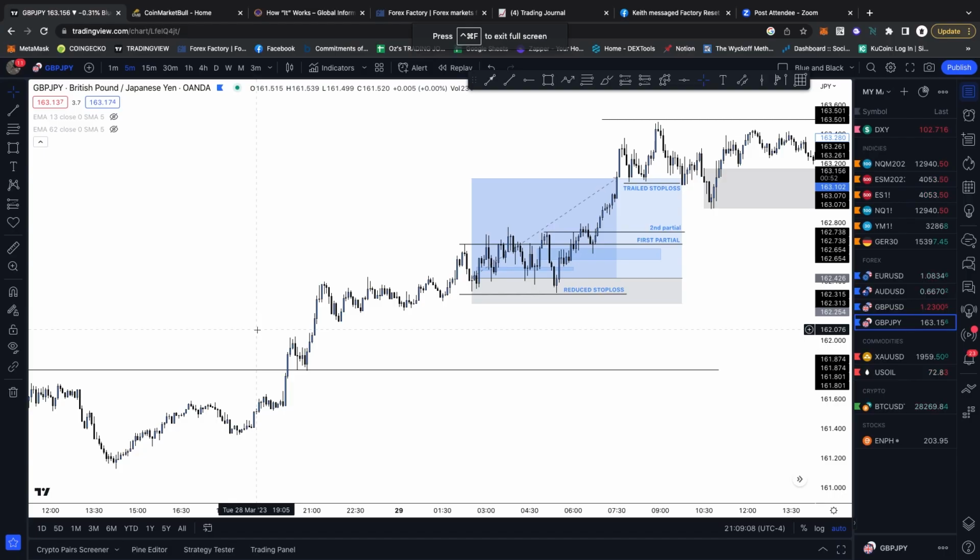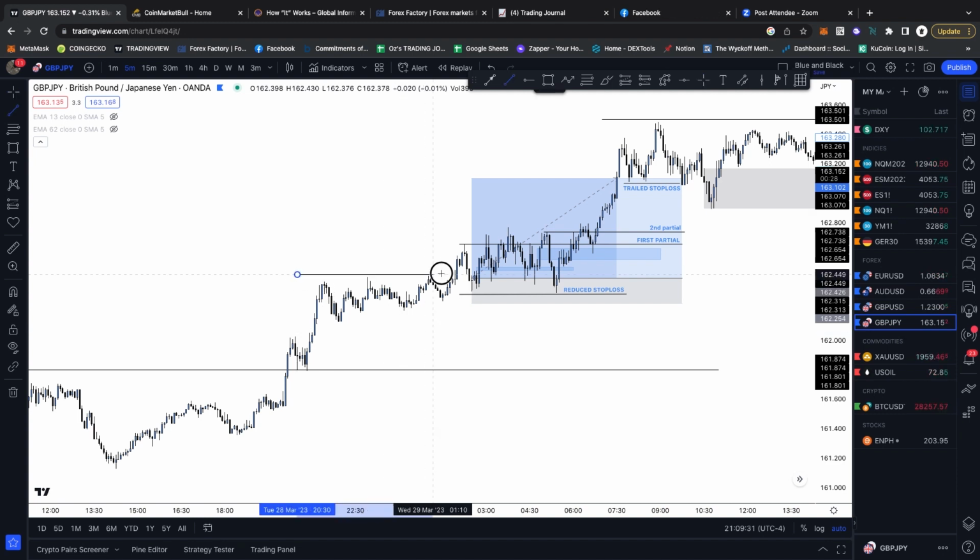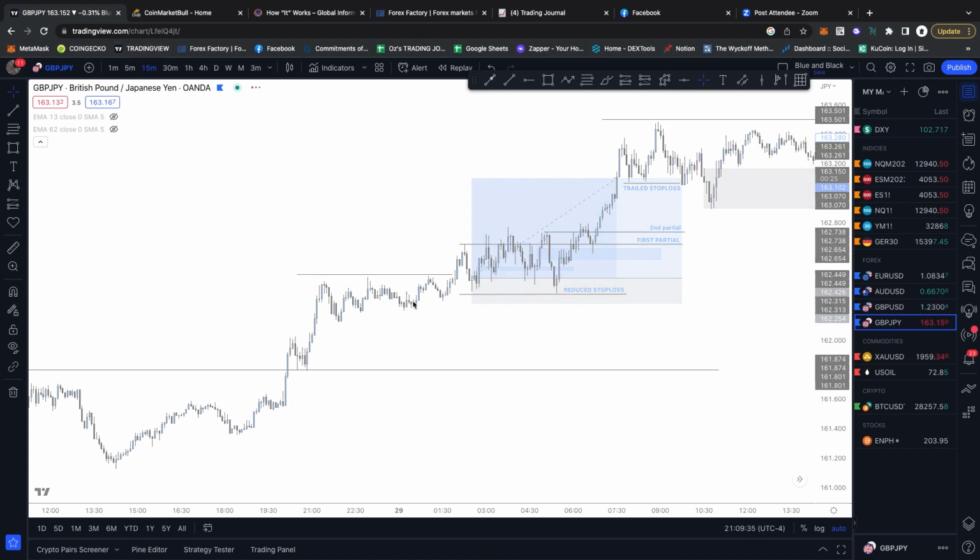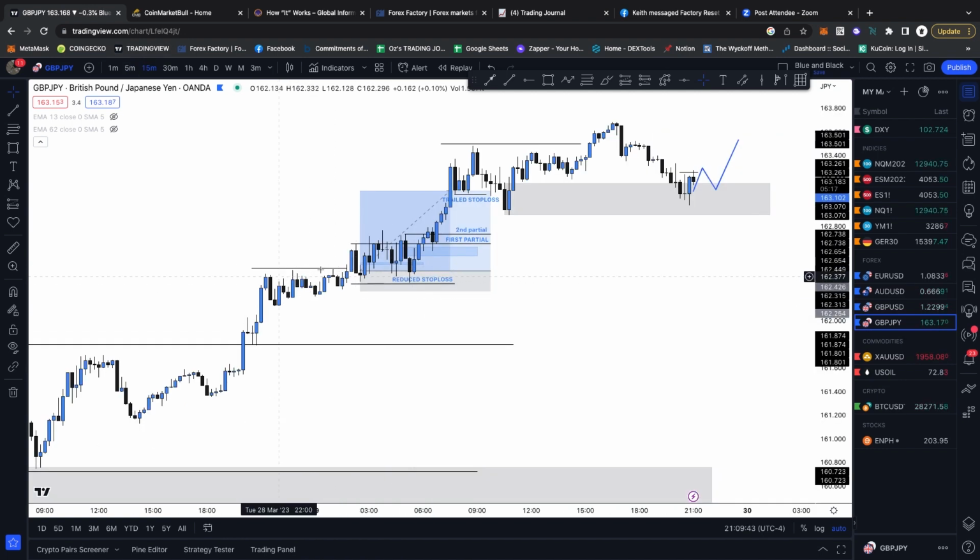Alright, so first, let's hop in and talk about GJ, because GJ was the first trade I took of the day, and I actually took this, I believe, during London. And if you look at this, a buildup of liquidity above these highs right here, right? If I go to the 15-minute, you can clearly see the buildup of the highs right here. You can also see this order block a little bit better.